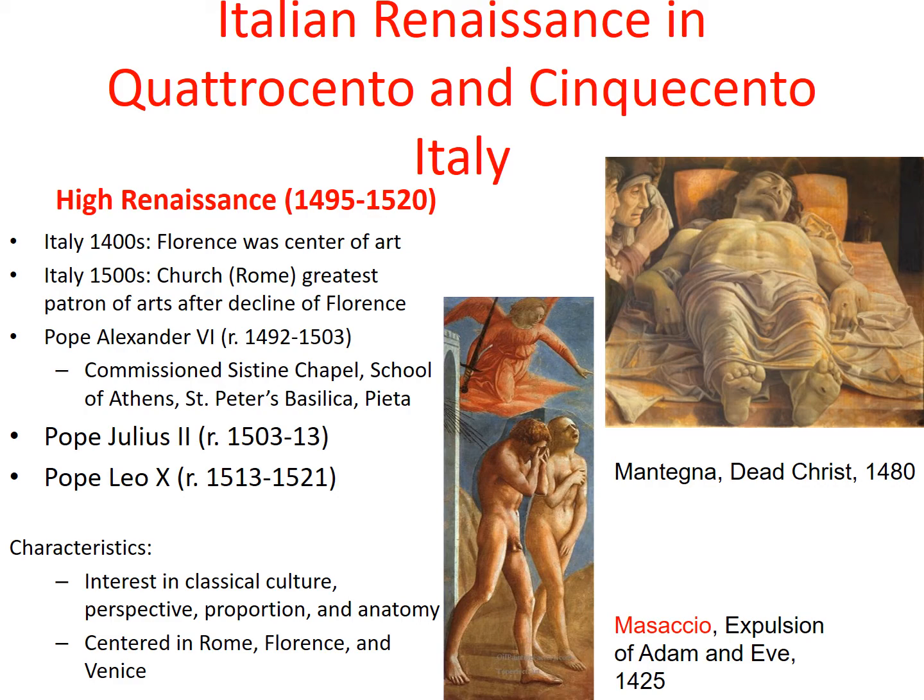Characteristics of the arts during these time periods, of course: an interest in classical culture, so you see classical themes being used in the arts again. Perspective is invented in the Renaissance period. Proportion and trying to get anatomy portrayed correctly. And as we know, centered in Rome, Florence, and in Venice.